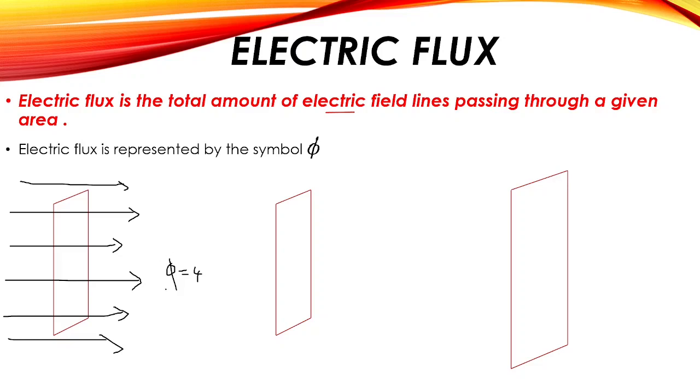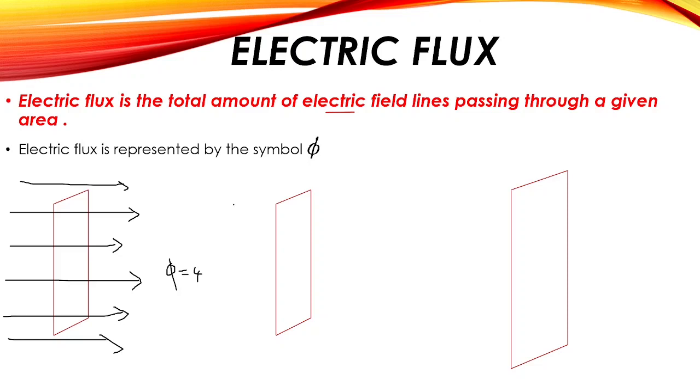So what is this? This is the symbol that is used to represent electric flux. So electric flux is represented by this symbol. In this figure our electric flux is equal to 4. Next we are going to increase the intensity of electric field lines. If we are increasing the intensity of electric field, it means the electric field lines will be close to each other. We have already studied it, right?